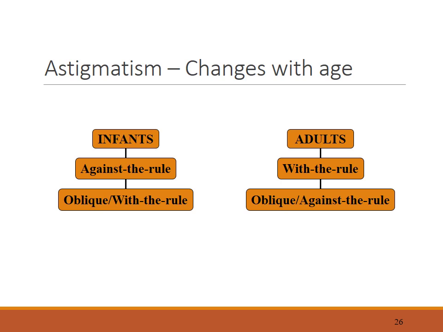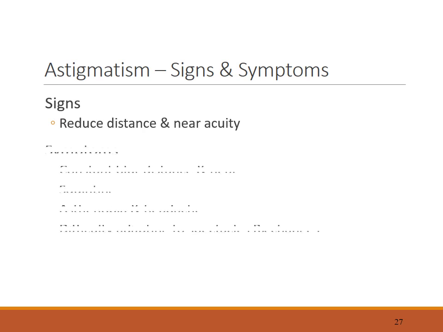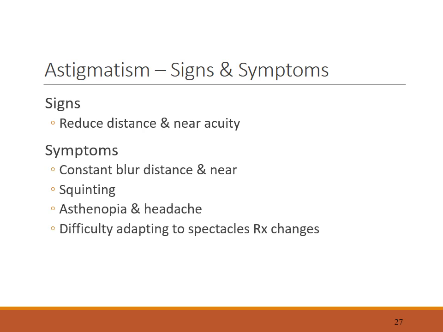What are the signs and symptoms of astigmatism? Signs of astigmatism will be reduced distance and near visual acuity. Symptoms of astigmatism can be constant blur at distance and near, and squinting. Patients might have headache, and also difficulty in adapting to spectacle Rx changes.